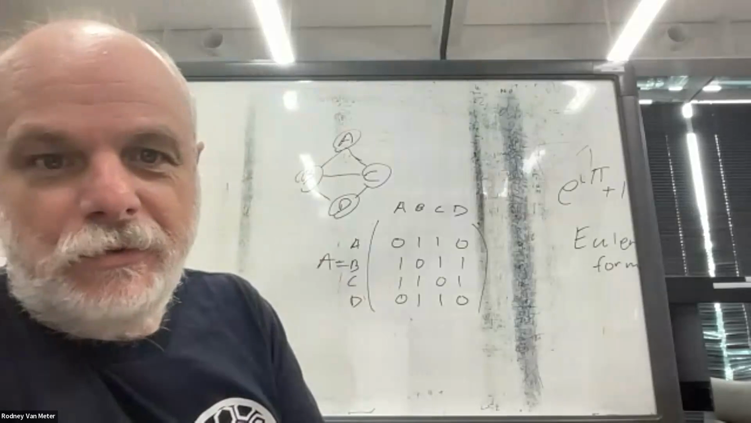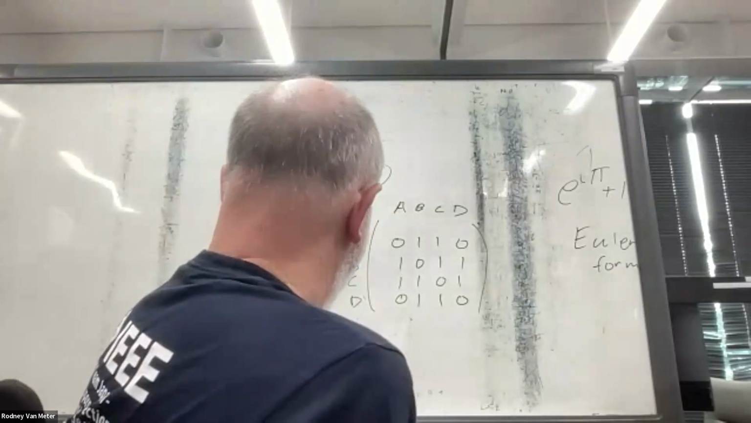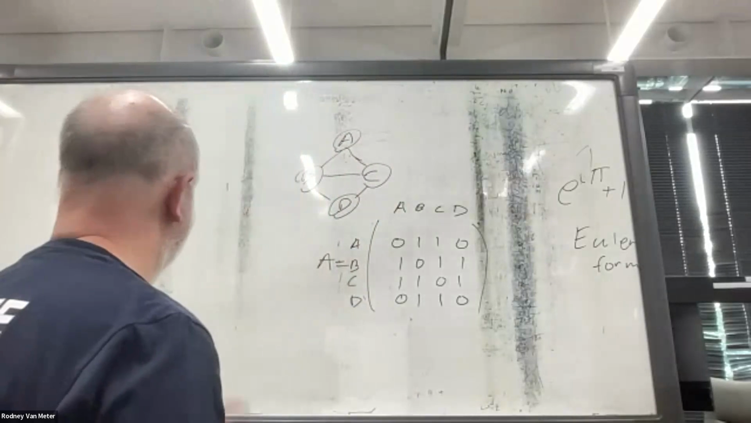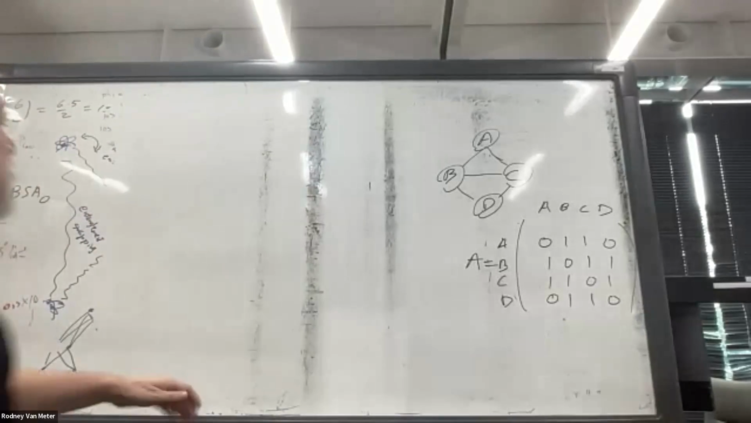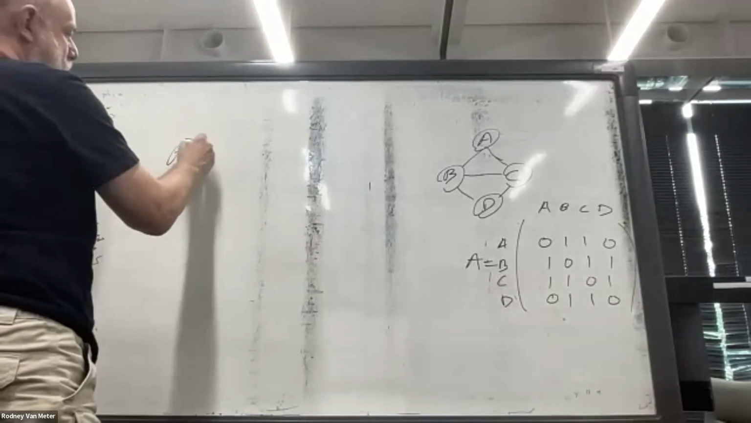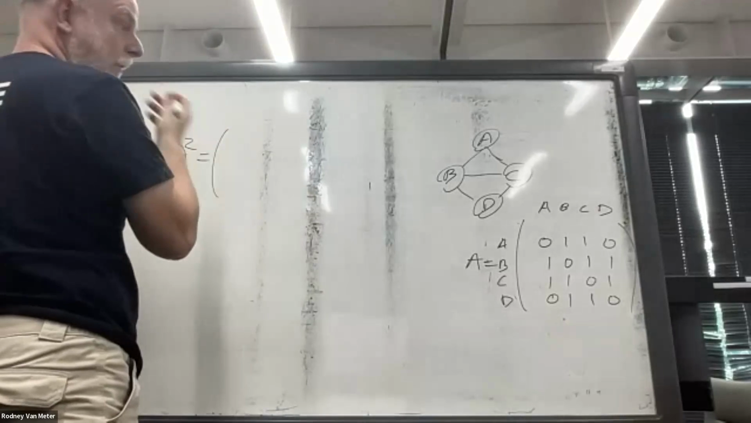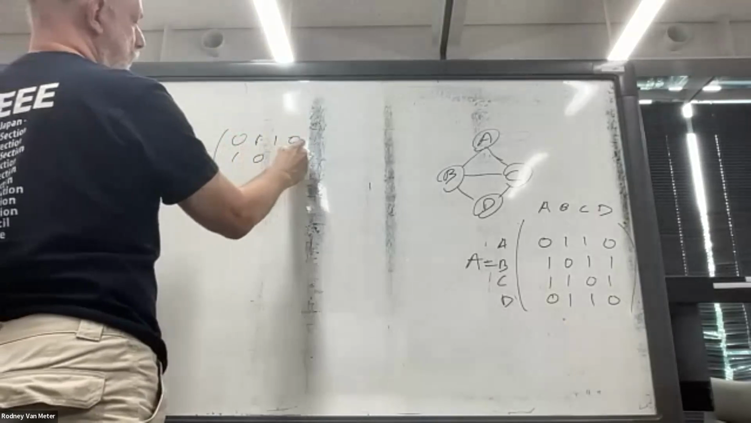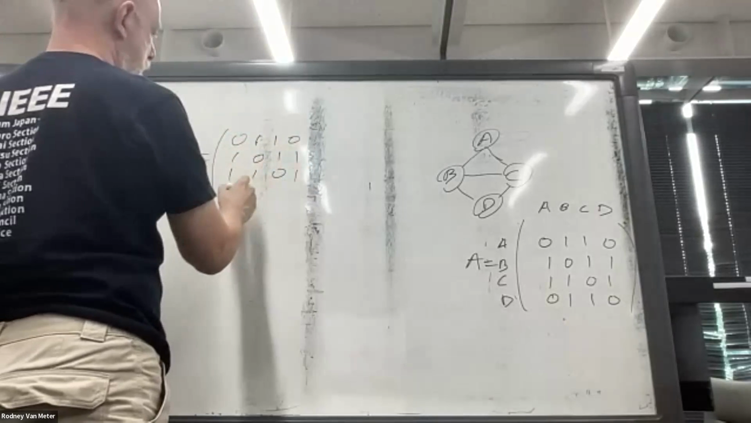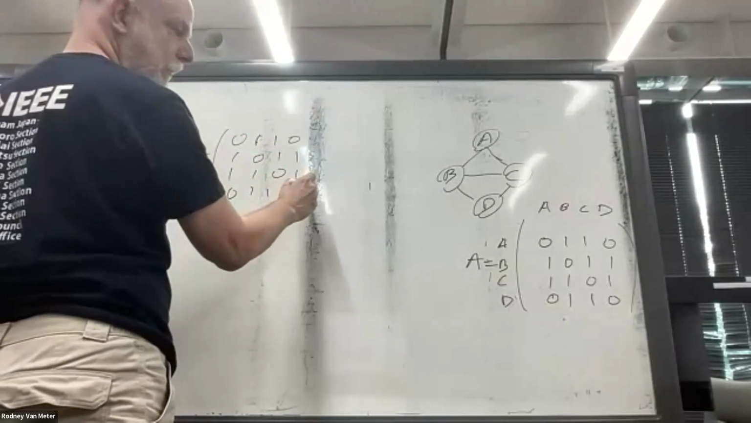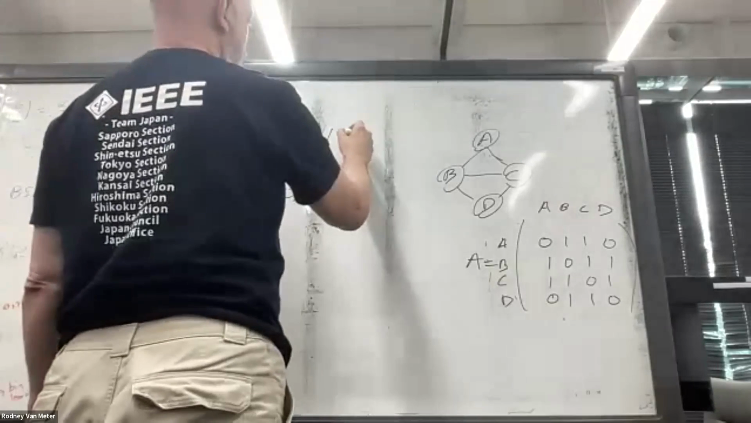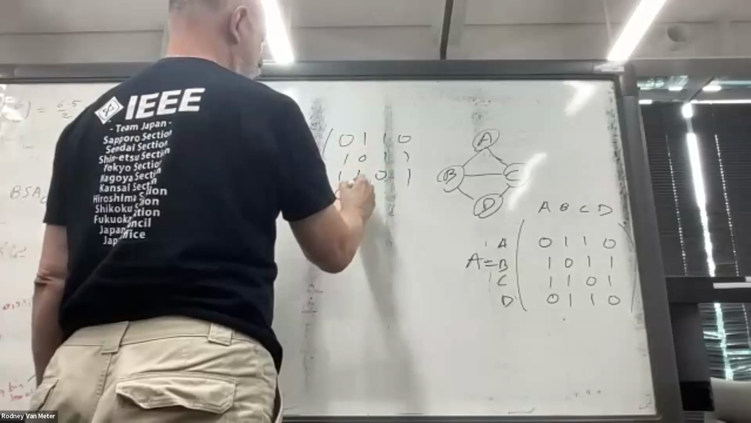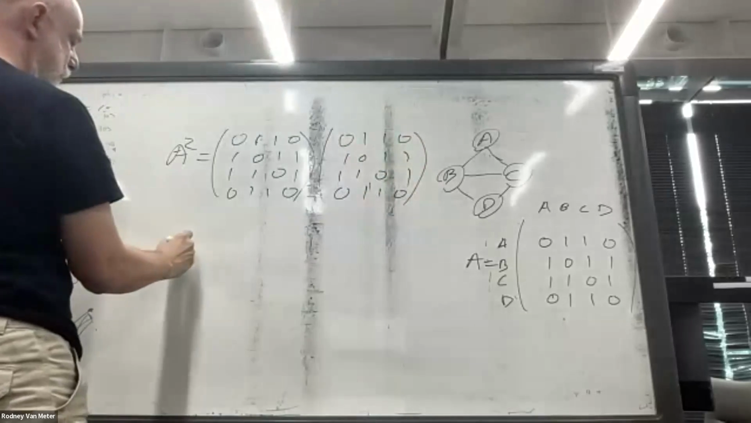What do we get if we square this matrix? If we count the number of 2-hop paths? Let's calculate that by hand, actually. A squared equals 0, 1, 1, 0, 1, 0, 1, 1, 1, 1, 0, 1, and 0, 1, 1, 0, times the same thing. What does that equal?